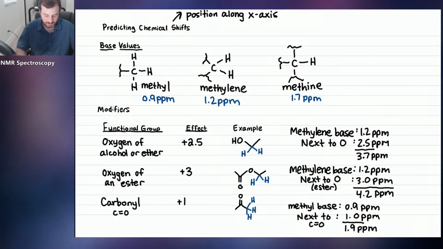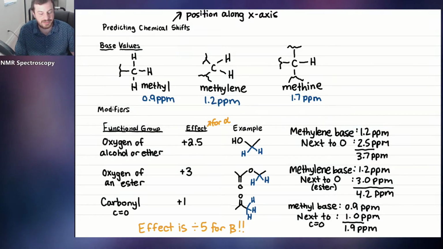So this is an important fact. This is going to add a lot of complexity. This is why I'm only giving you 3 modifiers. But the effect is divided by 5 for beta. Meaning these are the effects for alpha. And then there's a similar effect happening for beta. It still increases the ppm value just by a smaller amount. So for beta, I'll write those numbers in green in parentheses underneath.